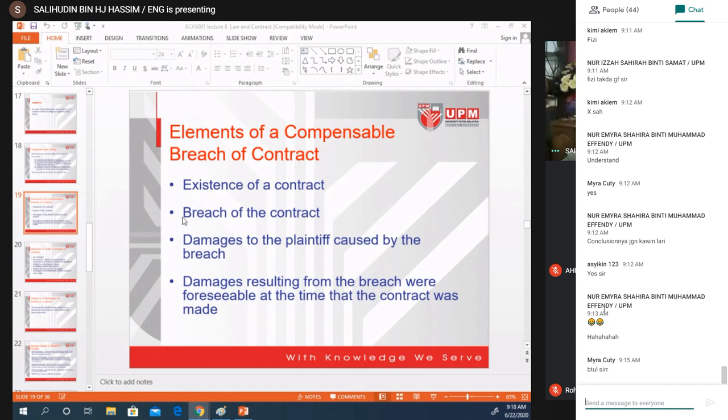Give an example. Even in marriage, people want to claim for divorce. They have to show first they are husband and wife. Second, they have to show that the husband breached the contract. Why? Can we say that the husband marrying another wife breached the contract? Can we say that?